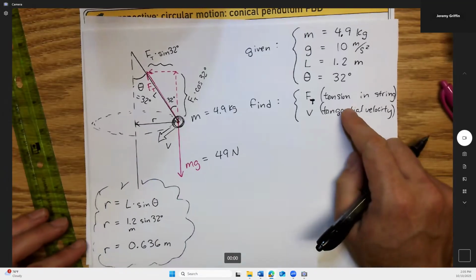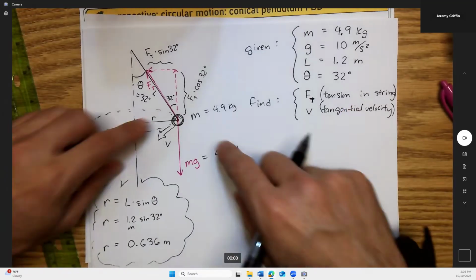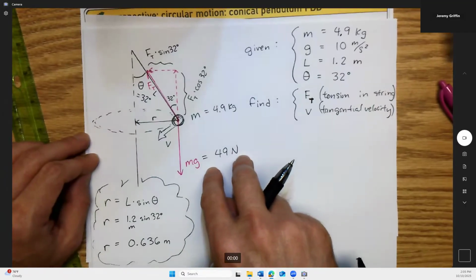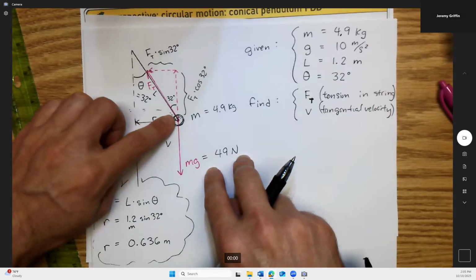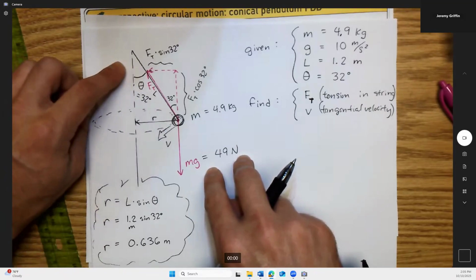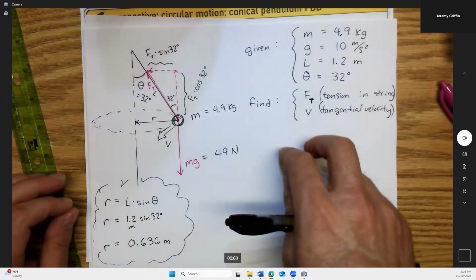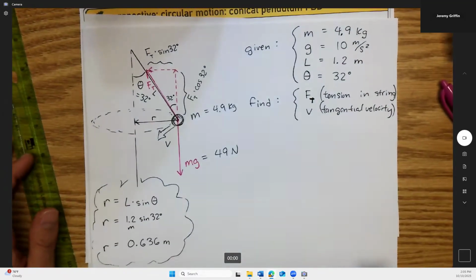So how about back to this tension though? I see two forces. There's the weight going down, which I know that value is 49 newtons for sure. Now, what is this tension holding it in place? Or maybe I should say dynamic equilibrium, so this radius isn't changing. How could I possibly find that?